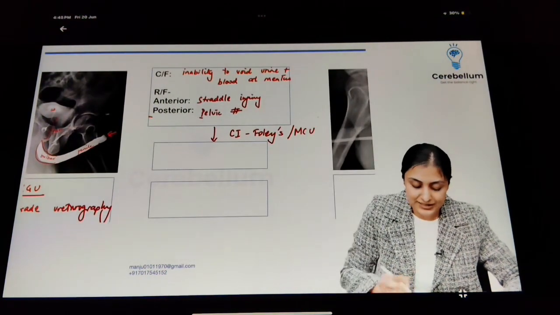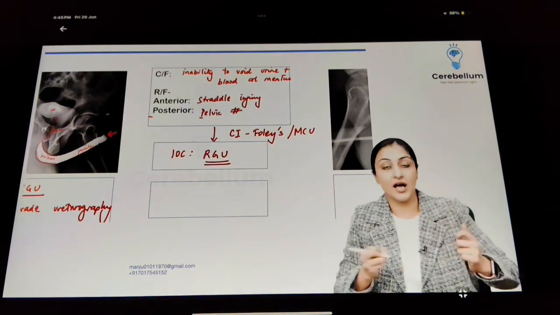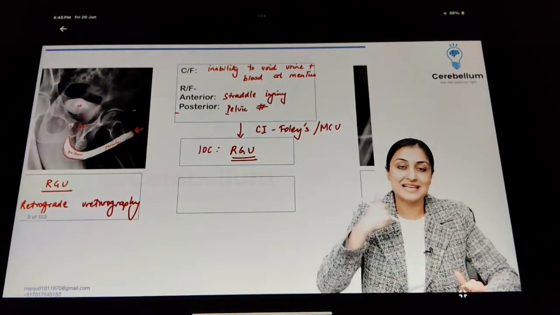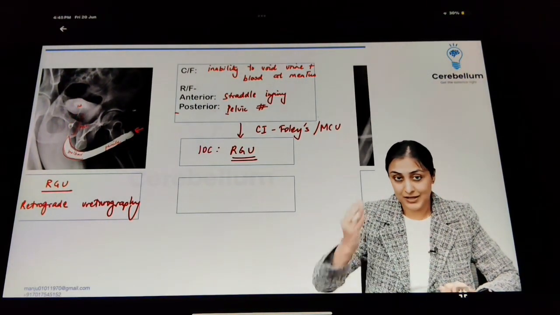So what do you want to do next? The next step is the investigation of choice for urethral trauma, which is RGU. That is why we said that I'm not going to put a Foley's, I'm just going to inject contrast. If I see this, it is normal. Now let's take a look at our patient.